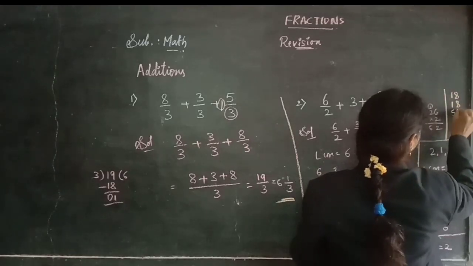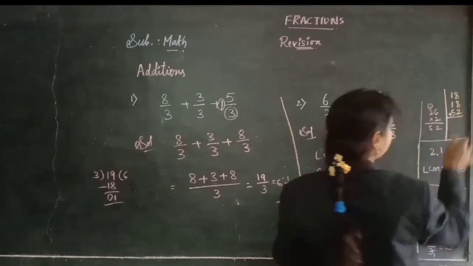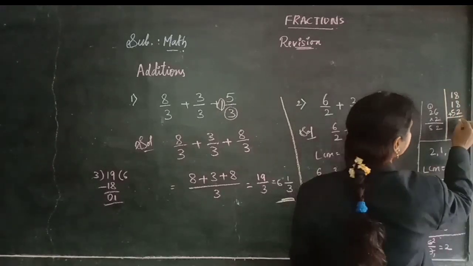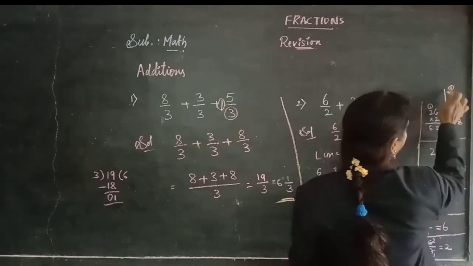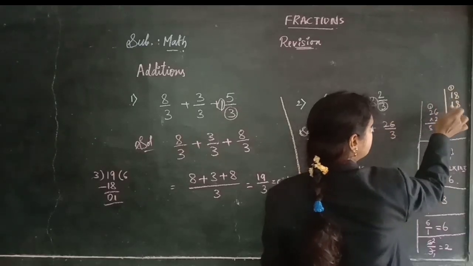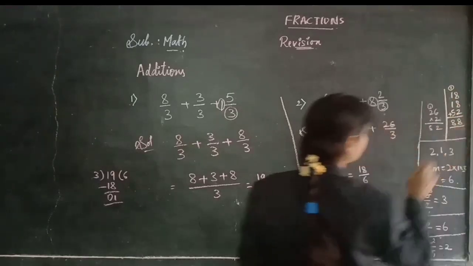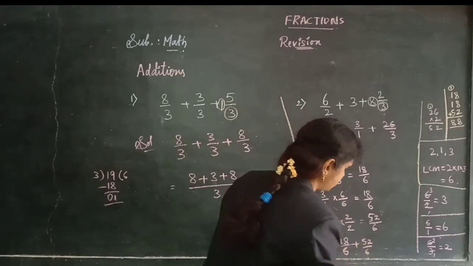18 plus 18 plus 52. 8, 16 children. 16 plus 2 is 18. Now 1 plus 1 is 2, 2 plus 1 is 3, 3 plus 5 is 8. So here I got the sum as 88.